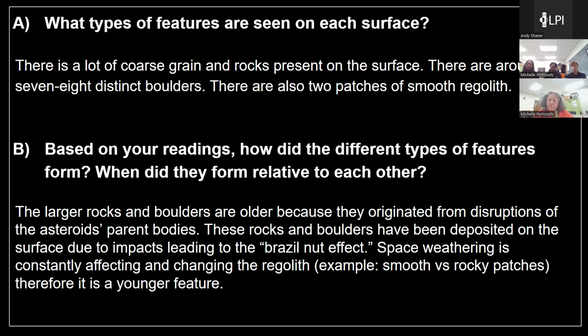And then I also figured that space weathering played a pretty big role because it's constantly affecting and changing the regolith. That's why you can see the two distinct smoother and rockier patches. So I thought that the regolith areas were younger, but that they're always constantly changing, and the boulders also could be a product of that.